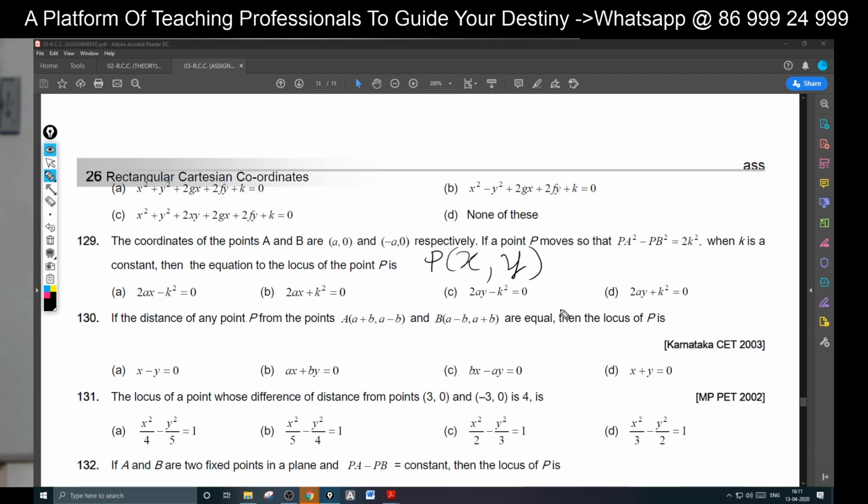So PA square is nothing but x minus a whole square plus y square. PB square is nothing but x plus a whole square plus y square. Y square obviously gets cancelled, and you will get x minus a whole square minus x plus a whole square. Again you have the case of a minus b whole square minus a plus b whole square, which is nothing but minus 4ab. Minus 4ab means minus 4ax.